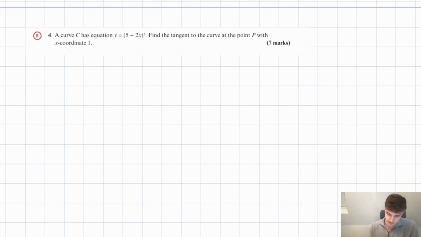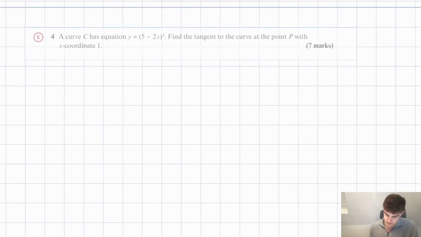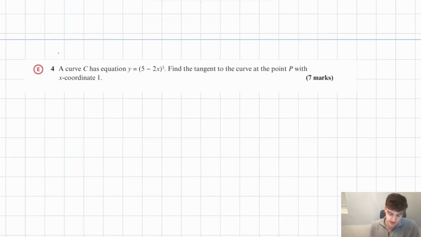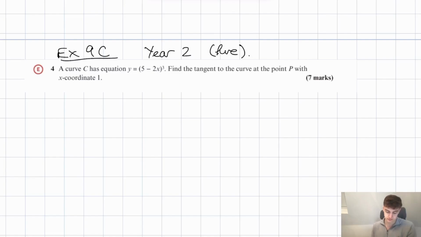Okay, let's start. So the first question of interest, so this is all from exercise 9C, by the way, in the year 2 textbook. A curve C has equation y is equal to (5 minus 2x) all cubed. Find the tangent to the curve at the point P with x coordinate 1.